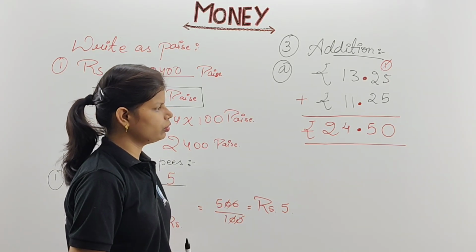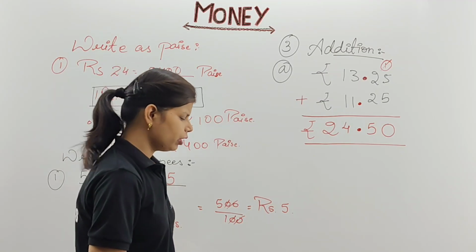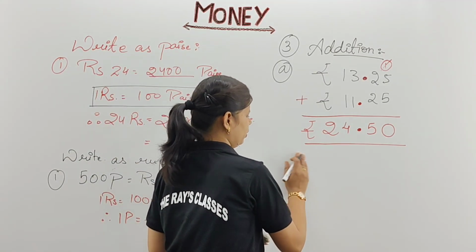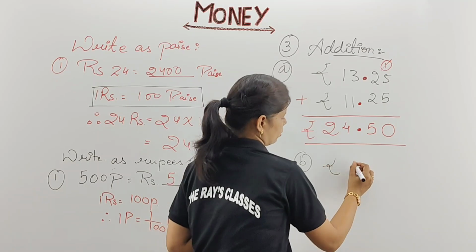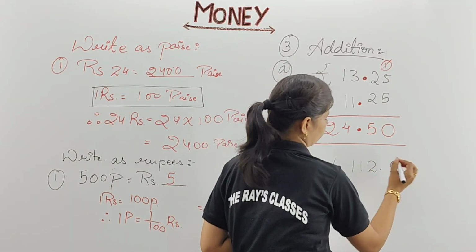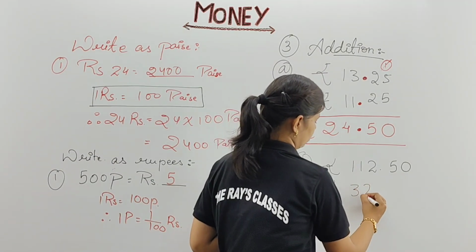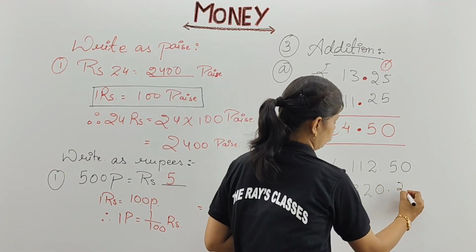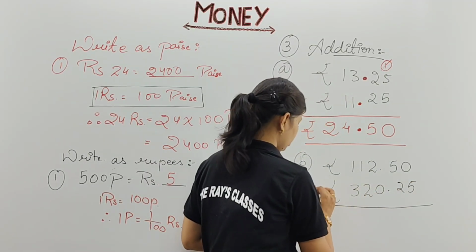Other operations, if you are going to use for longer units. This one is used for a short unit, no? If you are going to use it for a longer unit, for example, again I am taking another example. Rupees 112.50 plus rupees 320.25. Clear, no, children? Now please add.